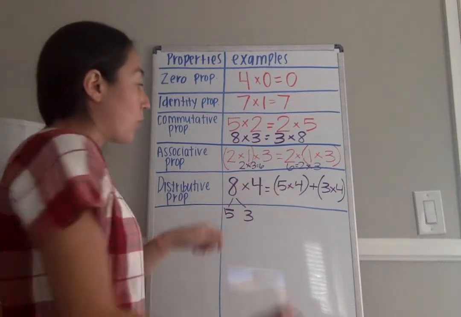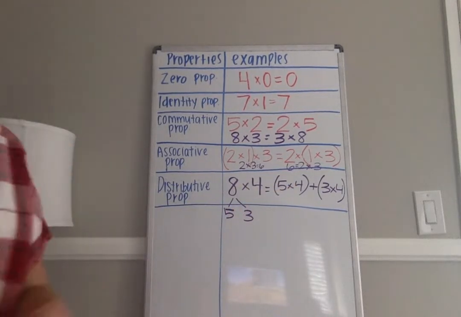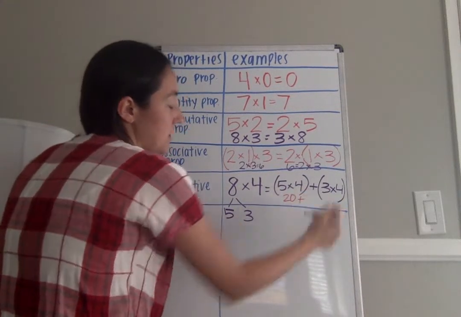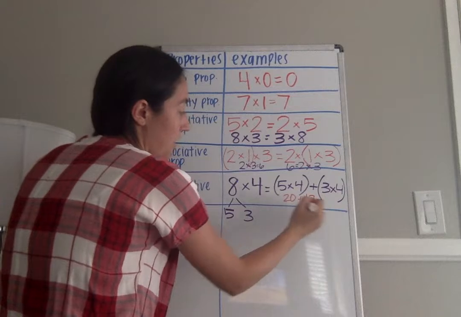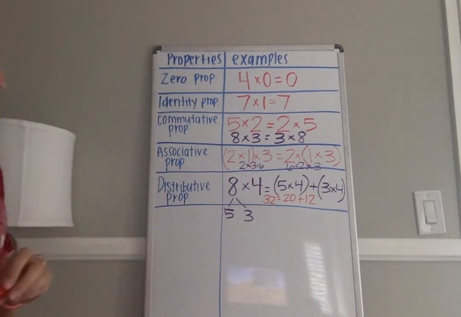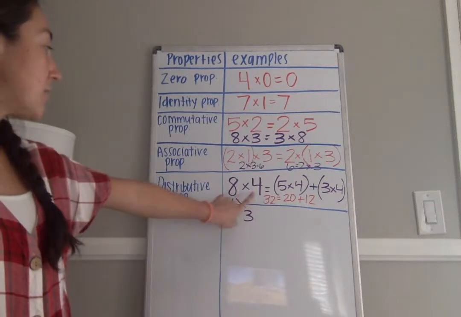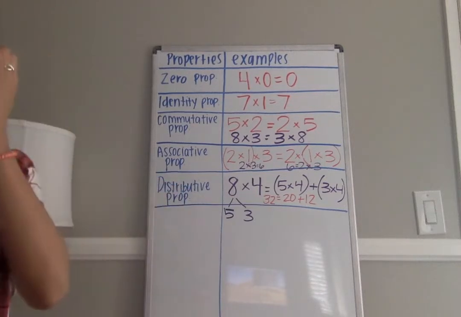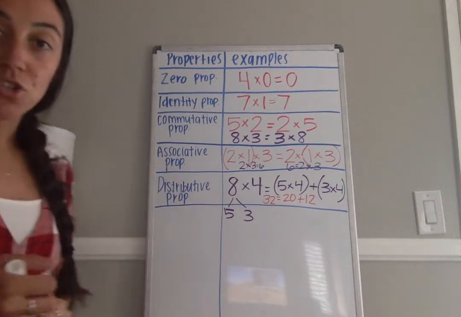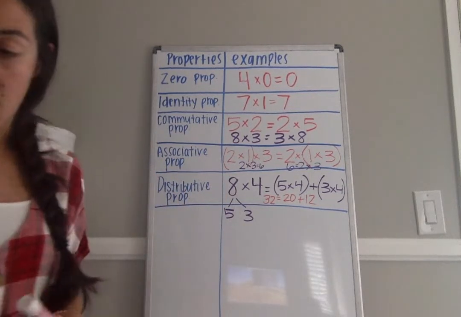So 5 times 4, just to check my work, is 20, plus 3 times 4, which is 12. When I add those two together, that is 32. And if we counted by 8s 4 times, that would also get us to 32. So this equation works. I will show you how it would look if it was an array.